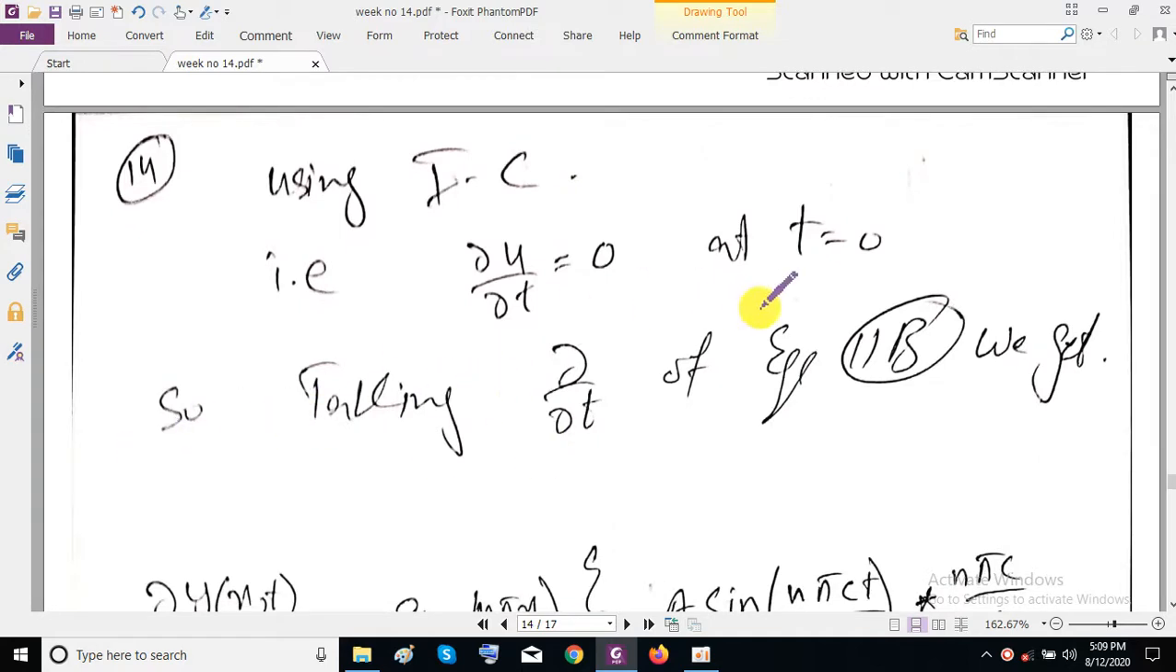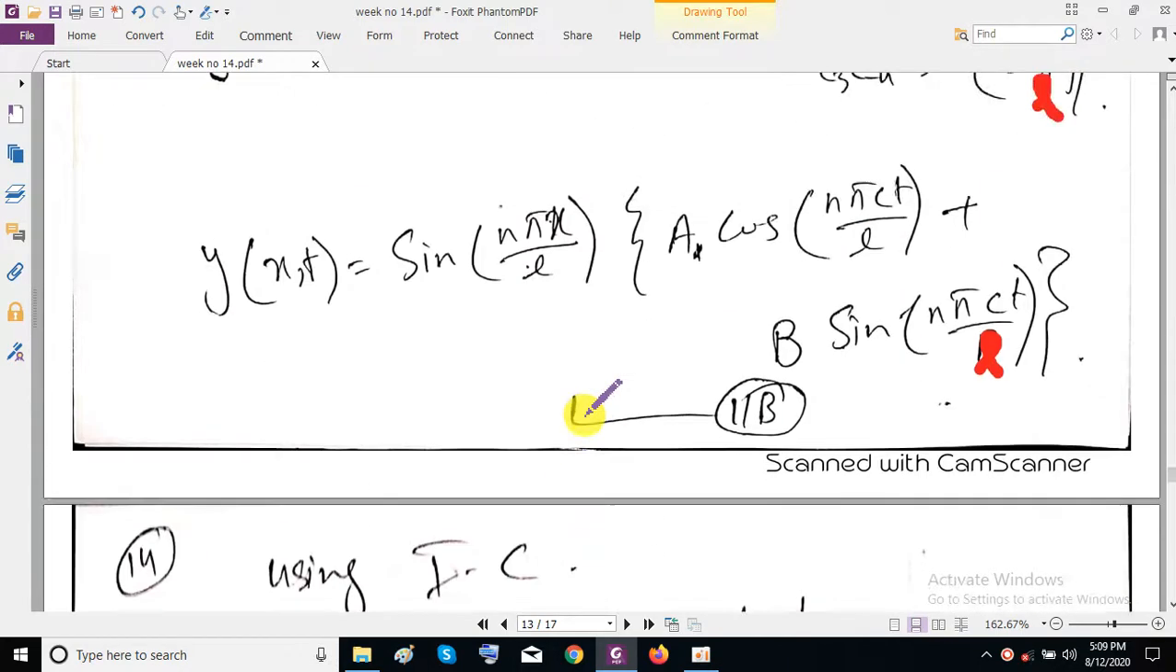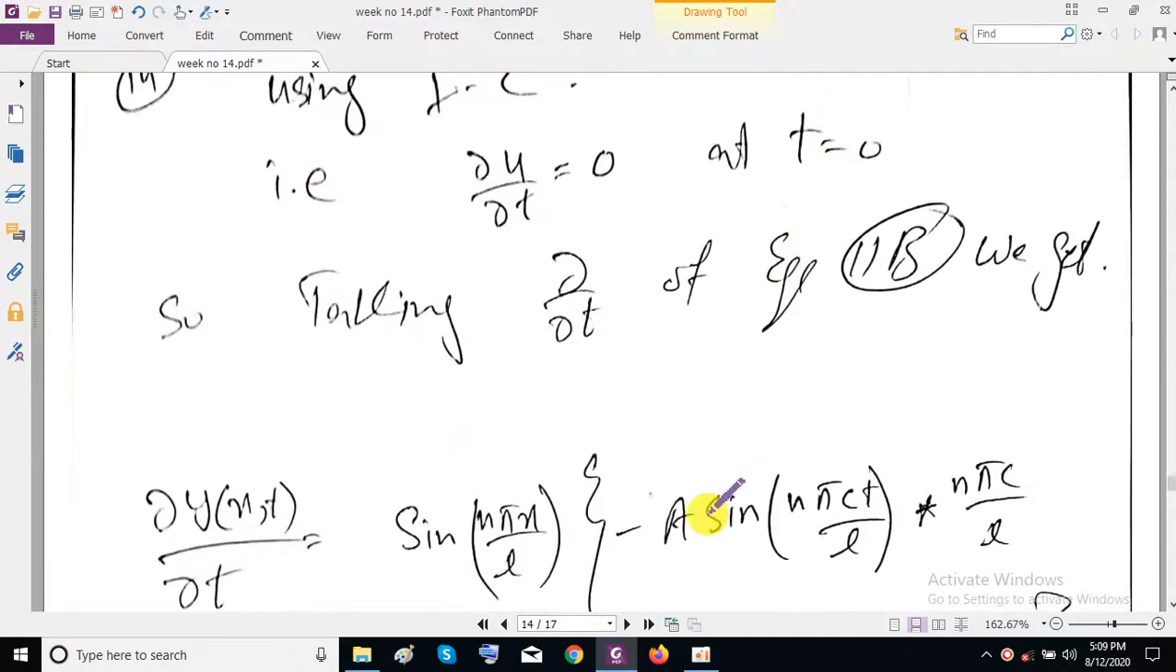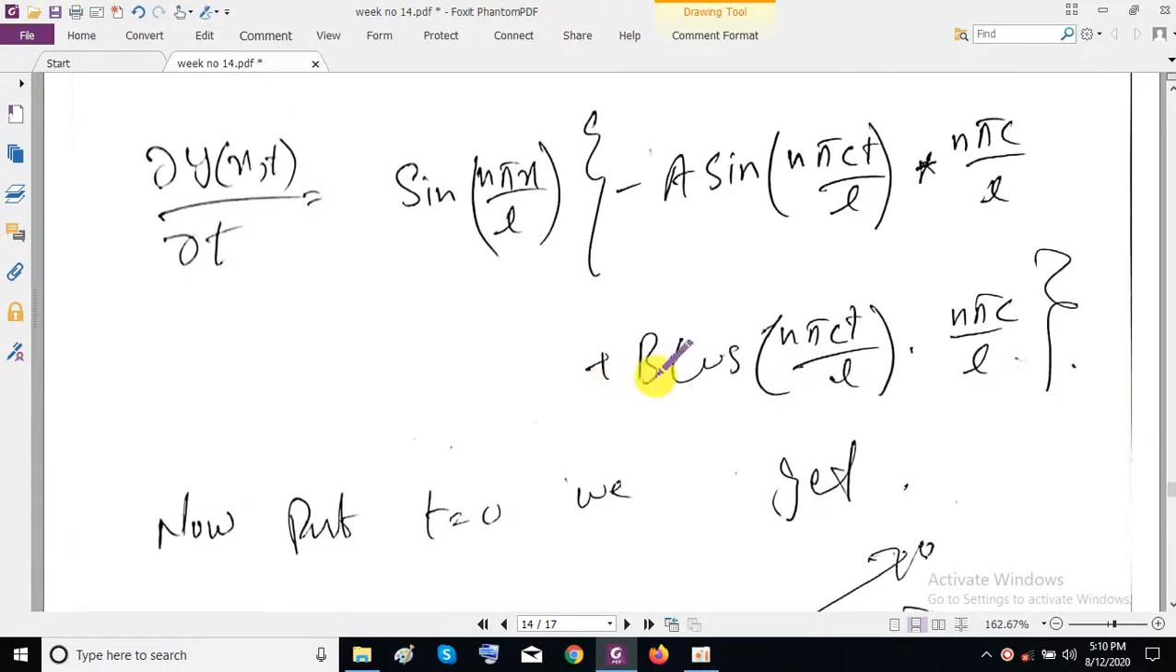So taking the partial derivative of equation 11b, we get partial y by partial t. Sin का derivative नहीं ले सकते because this is a function of x, so no need to find the derivative, okay, but this is the product with this, so we take common. अब इसका derivative लेंगे, so cos का derivative sin आता है, और इसके angle का again derivative लेंगे with respect to t, so we get n pi c divided by l. And similarly the derivative of sine is equal to cos, so b cos of this one, and again the derivative of angle we get this. Now put t equal to 0.